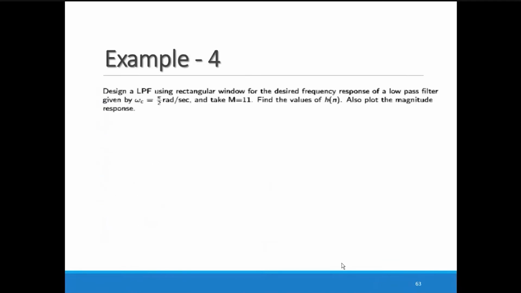So, just note down this example. Design a low pass filter using rectangular window for the desired frequency response of a low pass filter given by omega c is equal to pi by 2 radian per second, take m is equal to 11. Find the values of h of n, also plot the magnitude response.